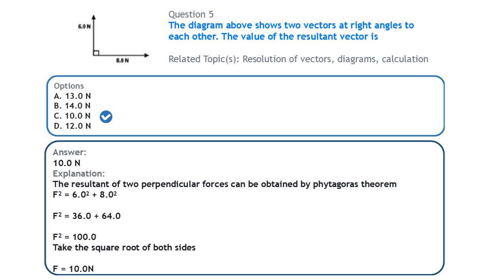To get the value of F and remove this square, we take the square root of both sides. The square root of F squared is F, and the square root of 100 is 10.0 Newton. So the value of the resultant vector, or the resultant force, is 10.0 Newton.